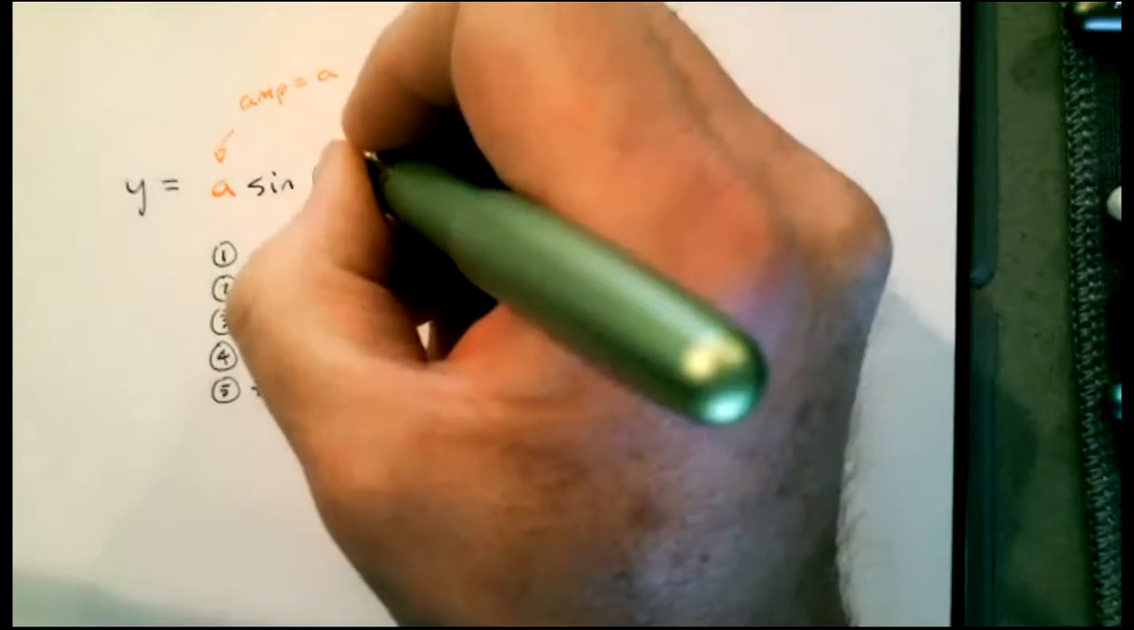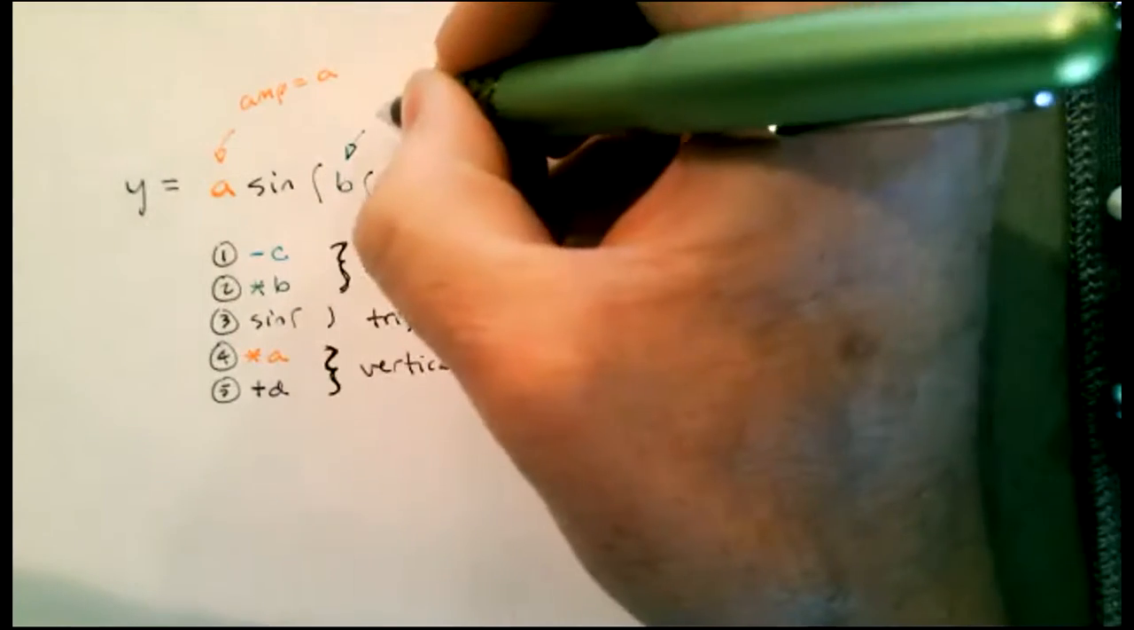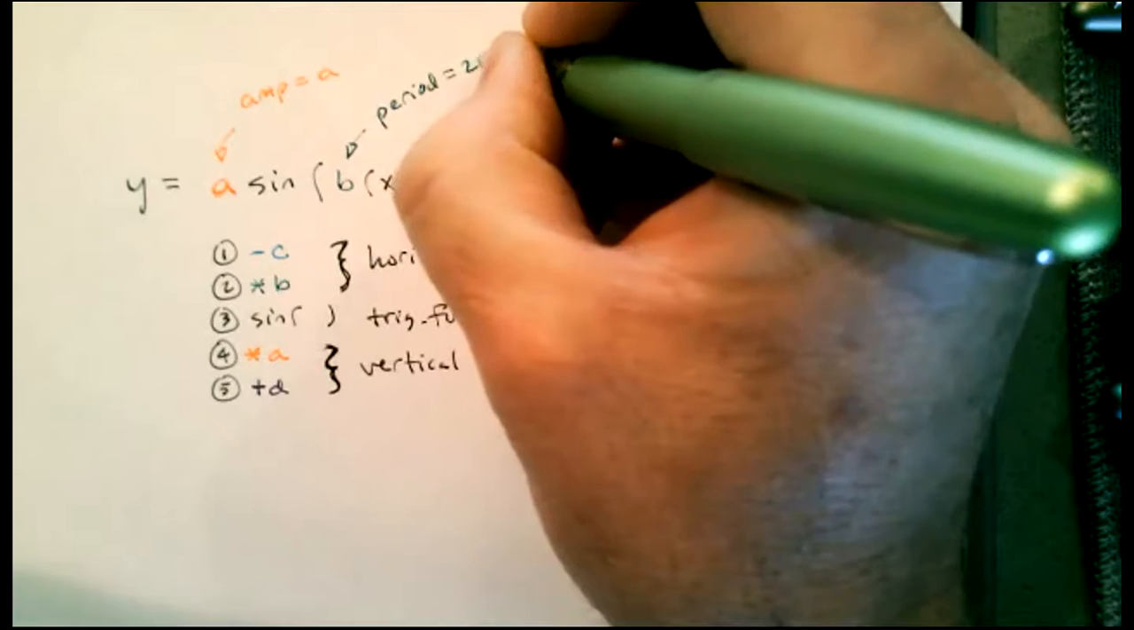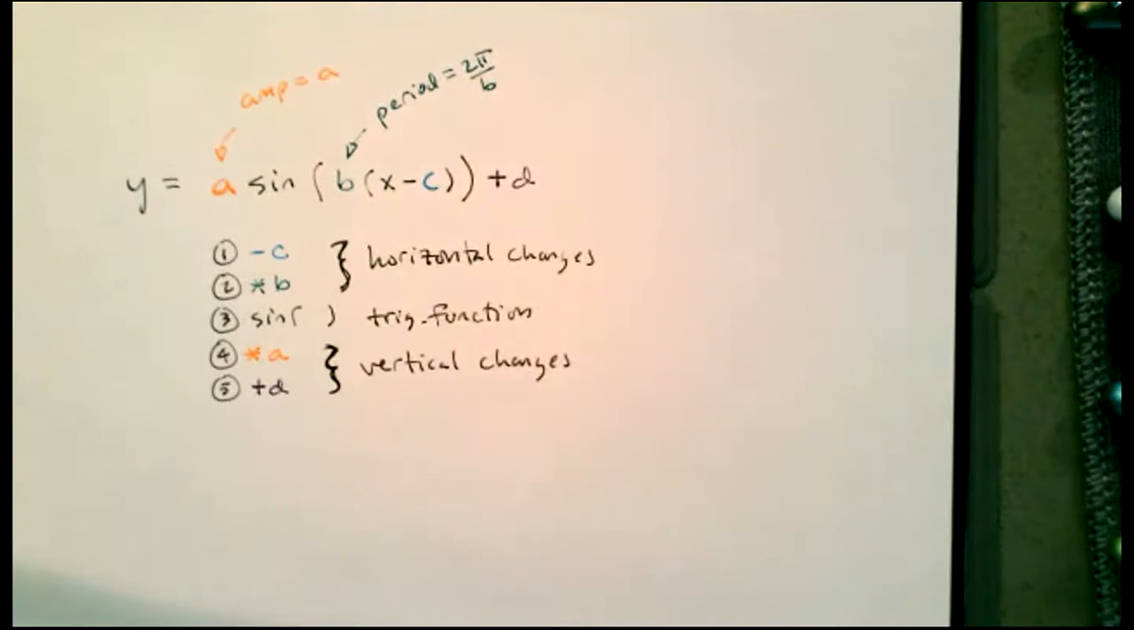This number changes the period, and here the period is 2 pi divided by B. The way we want to think about it is that the multiplier is making the x happen B times as fast. So if the B is a 2, then the period goes from 2 pi and drops down to pi, because the x's are going twice as fast as they were before.